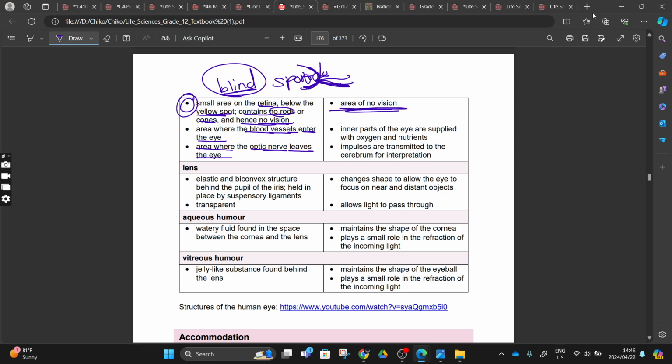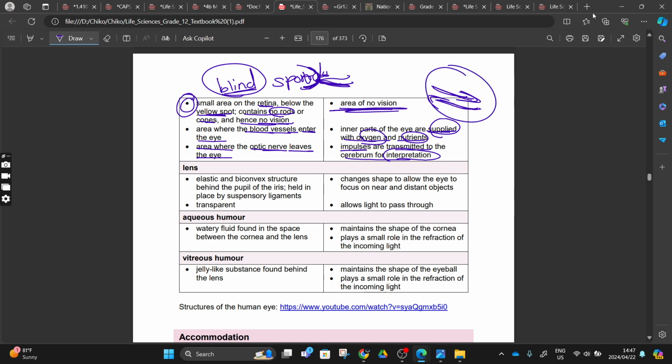What's the function of this? They can ask you, what is the function of this? The function is to allow the nerve to exit the eye and also allow the blood vessels to enter the eye, right? Through this, the inner parts of the eye are supplied with oxygen and nutrients. While the blood is being allowed to enter, it contributes to the supply of oxygen and nutrients to our eye, or to our retina. Then the impulses are transmitted to the cerebrum for interpretation, right? So there will be our neurons leaving and our blood entering.